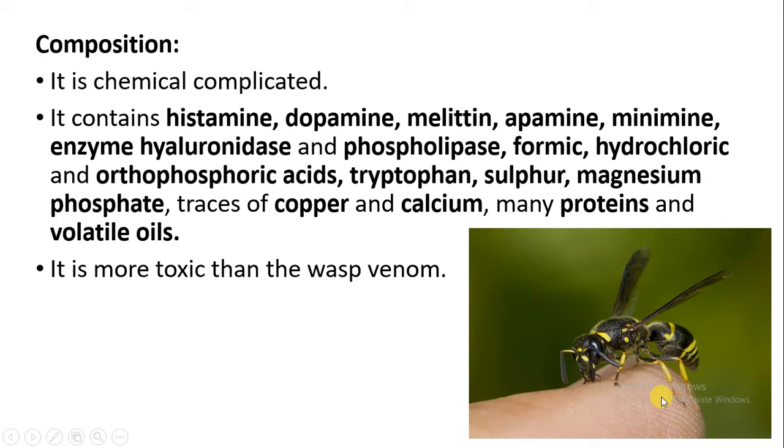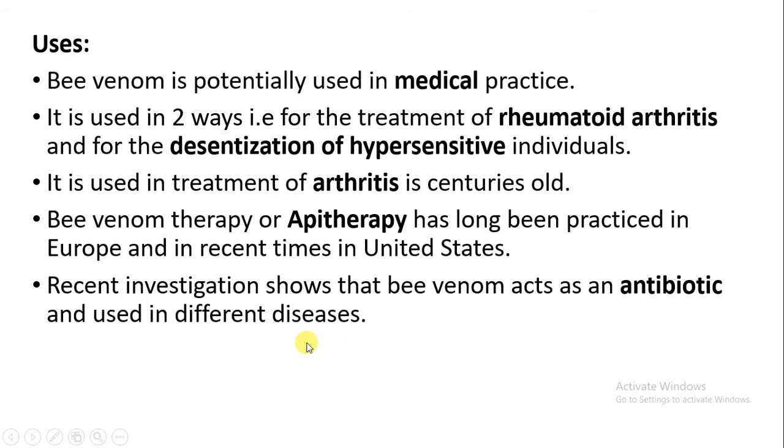You must have read information about wasp venom also. So here this bee venom is more toxic than the wasp venom, and there are a number of uses of the venom. First, it is used in medical practices. It is used to treat rheumatoid arthritis. Rheumatoid arthritis means wherever there are joints, the joints become painful because of swelling, so the mobility is reduced.